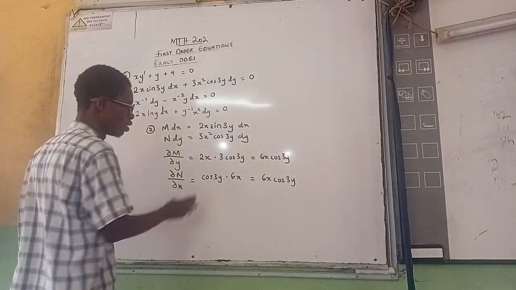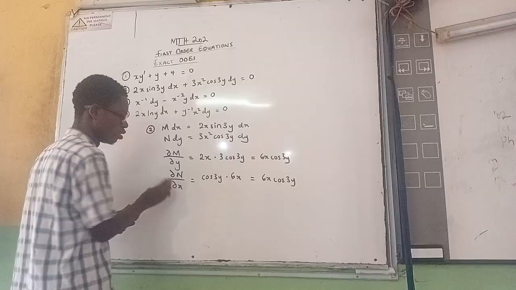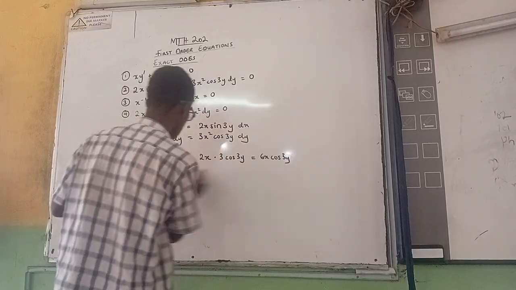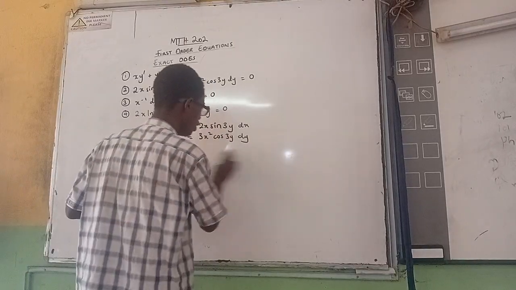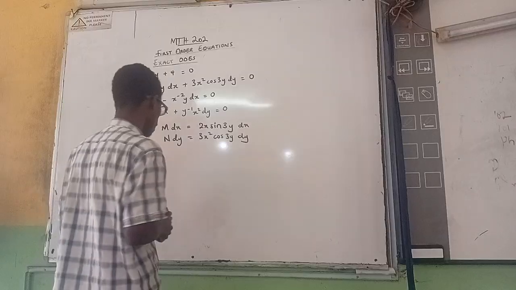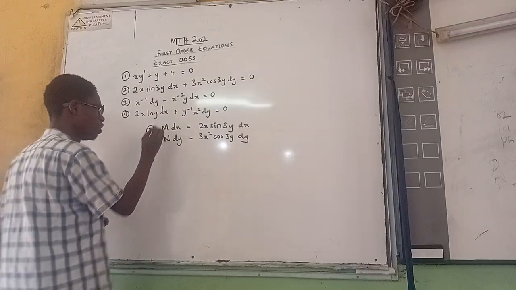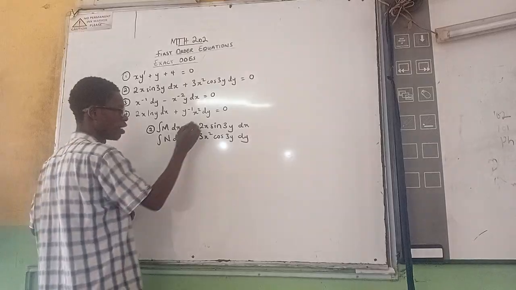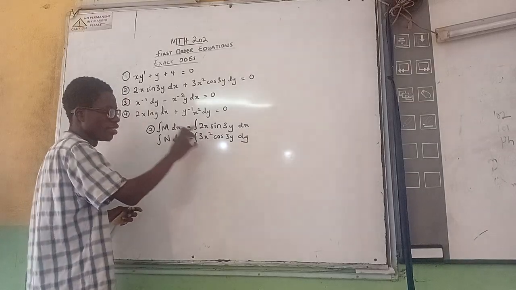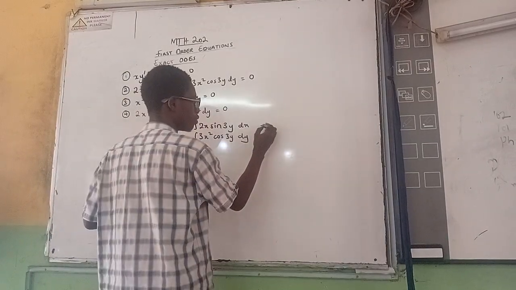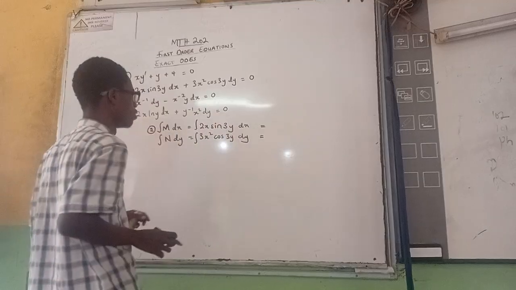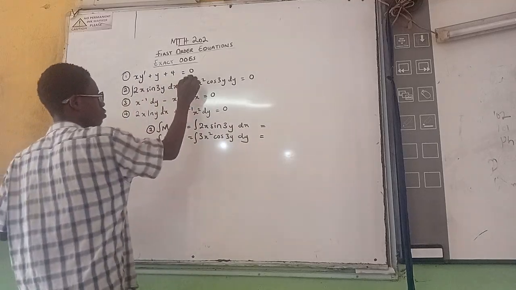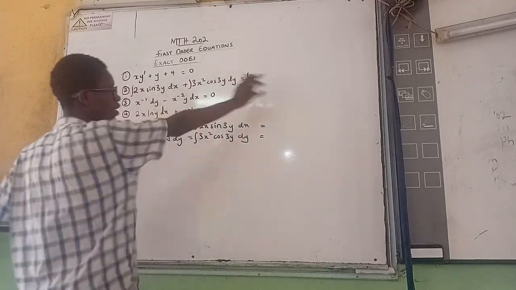So what do we do next? We have verified that it's an exact ODE, right? So we are now going to find the solution to that ODE. The solution to the ODE is that we integrate m dx, we integrate n dy. So it means the integral of this side must be equal to the integral of this side. We are integrating everything across.